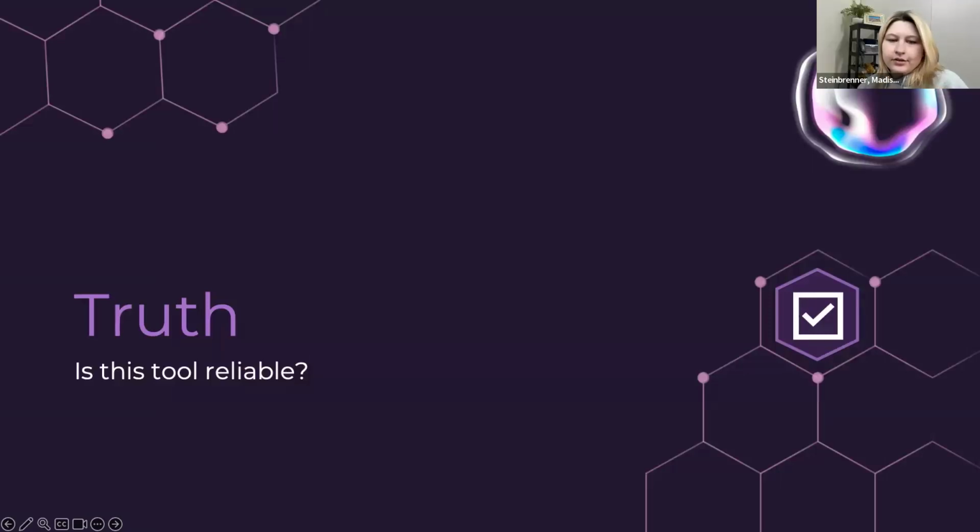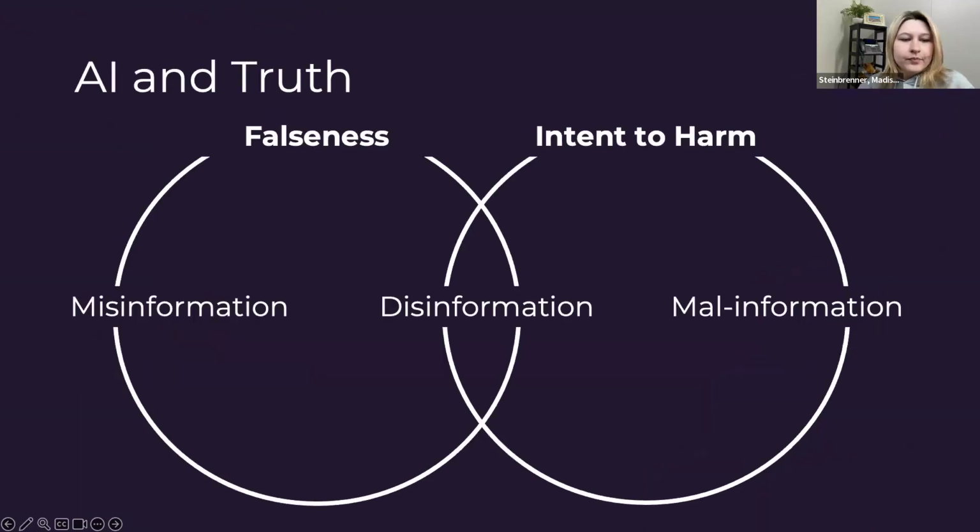Next, we have our third consideration, truth. You'll want to consider if the tool you're using is reliable. So we have this quick Venn diagram here to take a look at how falseness and the intent to harm can overlap. Disinformation is content that is intentionally false and designed to cause harm. When disinformation is shared, it often turns into misinformation. And then finally, we have malinformation, which describes genuine information that is shared with an intent to cause harm.